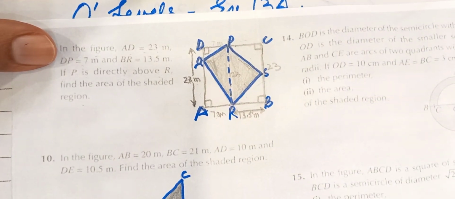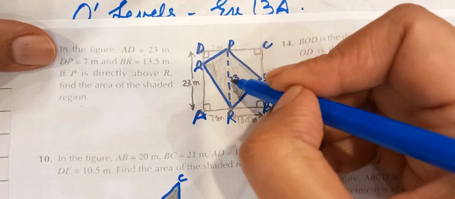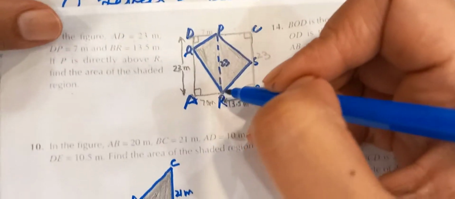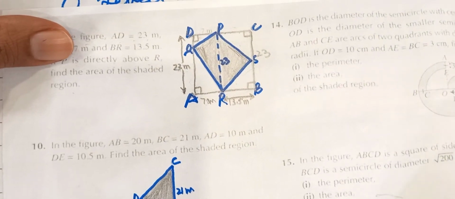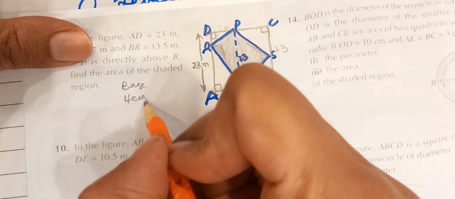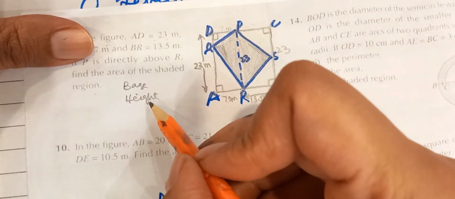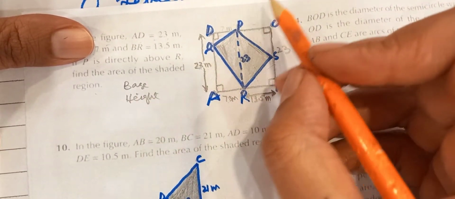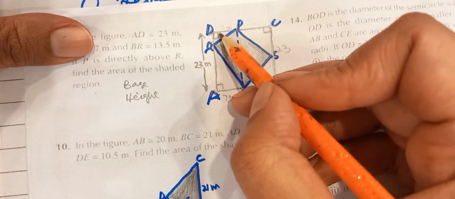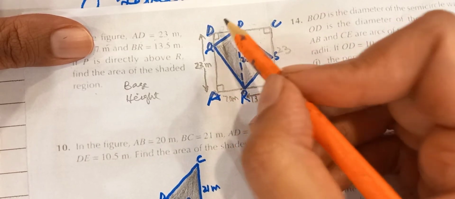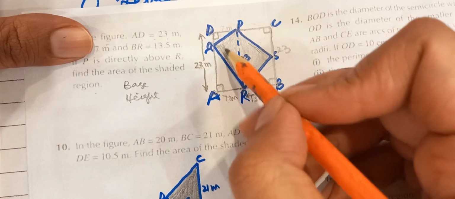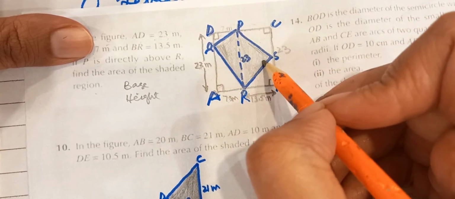Now I know that this line is 23 because it is opposite this line which is 23. So this dotted line is also 23. Now for the area of a triangle, I need two things: base and height. Base and height are two things which are found in a right angle triangle. If this would have been part of a quadrilateral, then 7 would have been the height. Now it's not a right angle. These two are not right angle triangles because these marks are not here. So there are no right angles.